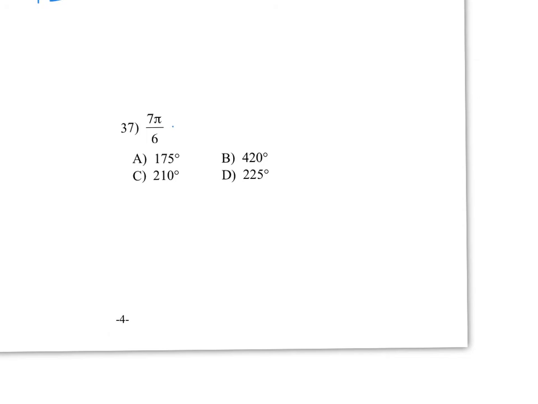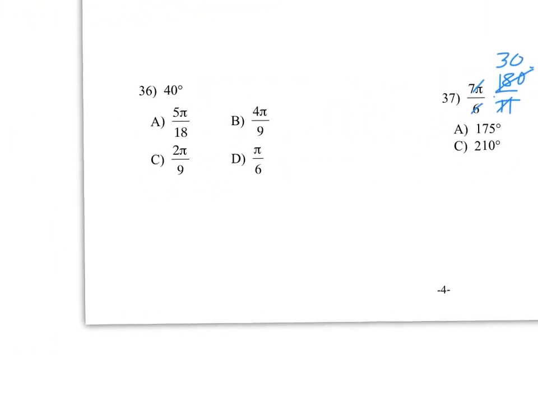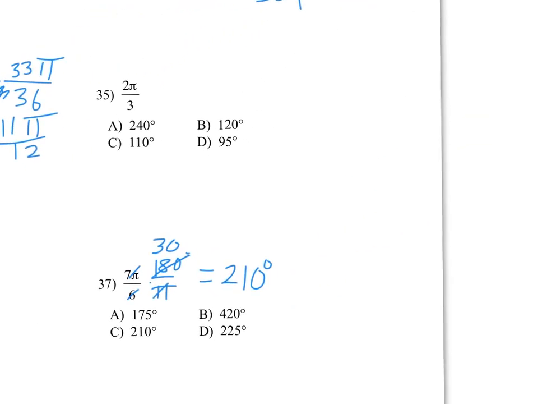For 37, we're going to use the opposite one of these, so 180 on top, because that's degrees. I know that my pi's cancel out immediately, and that 6 and 180 are both divisible by 6. 7 times 30 is 210 degrees. Let's talk about number 35 too, I guess. We know this is times 180 over pi, and again, I'm going to use cross-canceling to make this faster for myself. My pi's cancel. 180 divided by 3, I get 60. 2 times 60 is 120.